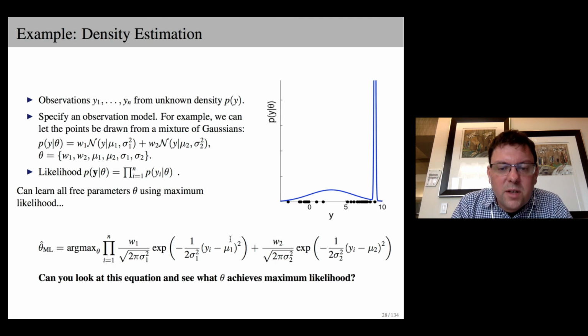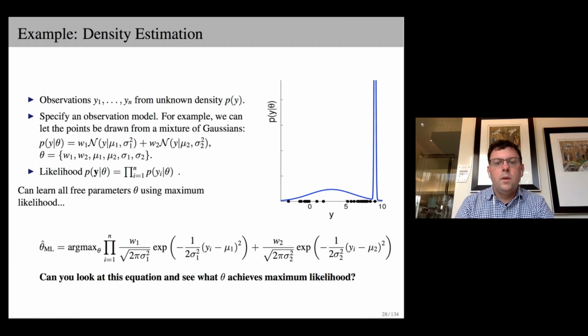So if we make, for example, the mean of the first component equal to one of the data points, then this exponent will disappear. It'll just be 1, and we get this normalization constant, w1 over square root 2 pi sigma 1 squared. And then we can make sigma 1, the variance or the standard deviation, very small for the first component. And then this term will blow up. And the other term we can use to assign density to all the points. So we're not multiplying against zeros, and the likelihood goes to infinity.